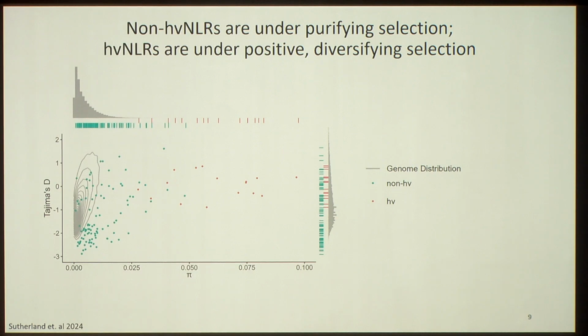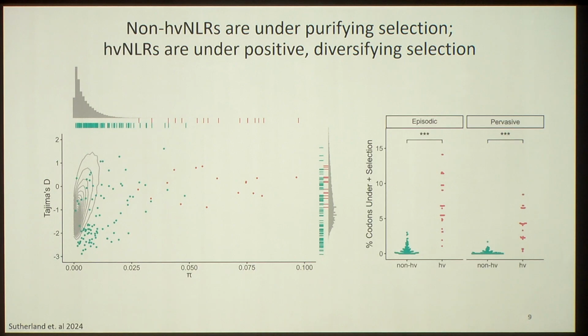In terms of Tajima's D, our highly variable NLRs are actually not significantly enriched in either tail. So we can't say from this that highly variable NLRs are maintained by strong balancing selection. Non-highly variable NLRs, however, are significantly enriched in the bottom part of this tail, indicating that purifying selection may be helping to keep their sequence conservation. And then we did some branch-site statistic models looking at positive selection and did see that highly variable NLRs have more codons under both episodic and pervasive positive selection.